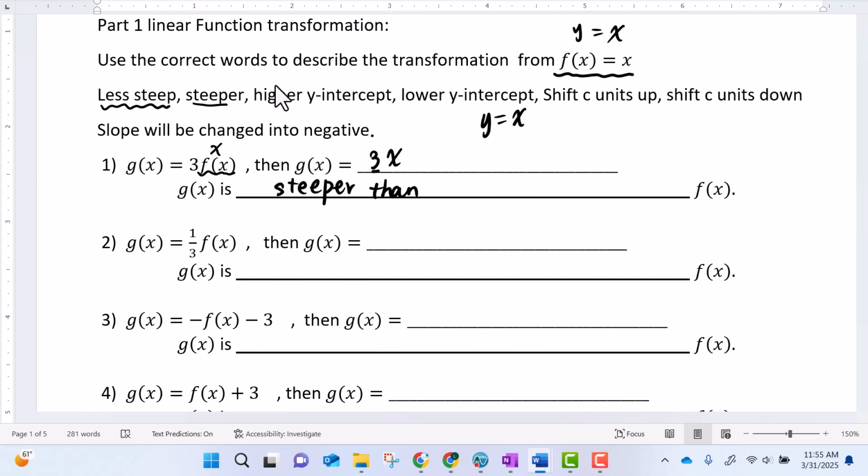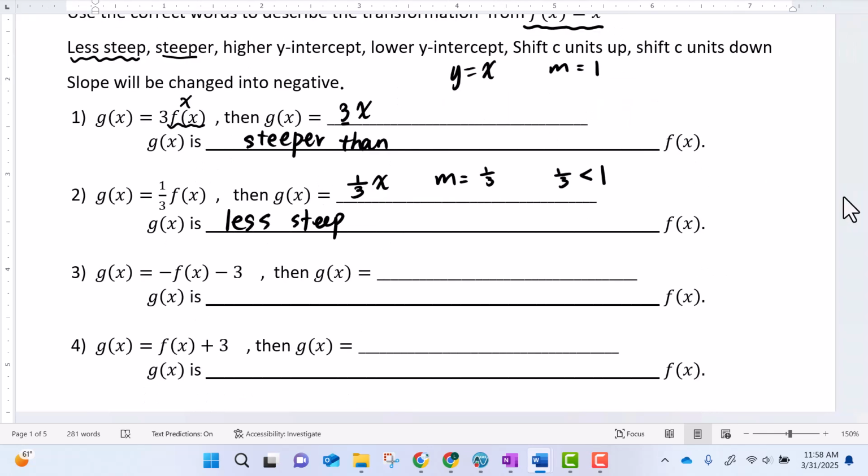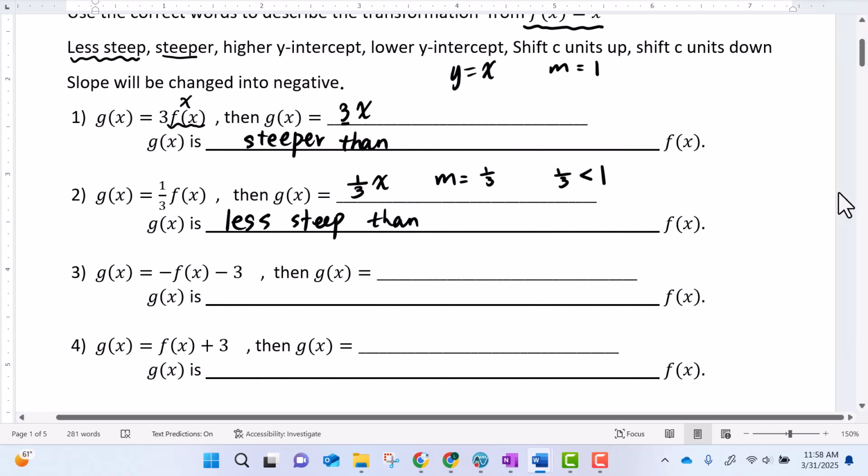g of x equals 1 over 3 f of x. f of x equals x. So g of x equals 1 over 3x. Check the slope. We know the parent function slope is 1. This slope equals 1 over 3. 1 over 3 is less than 1. So g of x is less steep than f of x.